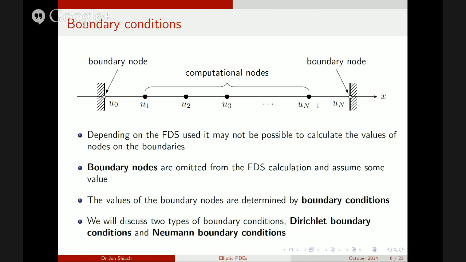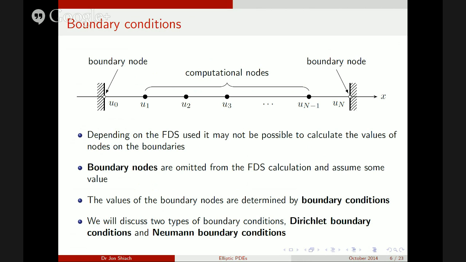So the boundary nodes are omitted from the finite difference scheme and assume some value. The value that these boundary nodes assume are what we call boundary conditions. Now these are based upon what sort of behavior we want at the boundary. Remember, quite often when we're solving PDEs, it's because we're modeling some physical phenomenon. So if you're modeling something, you say, at the boundary of our domain, I want this behavior to be modeled. Therefore, that will dictate what the values of your boundary nodes are.